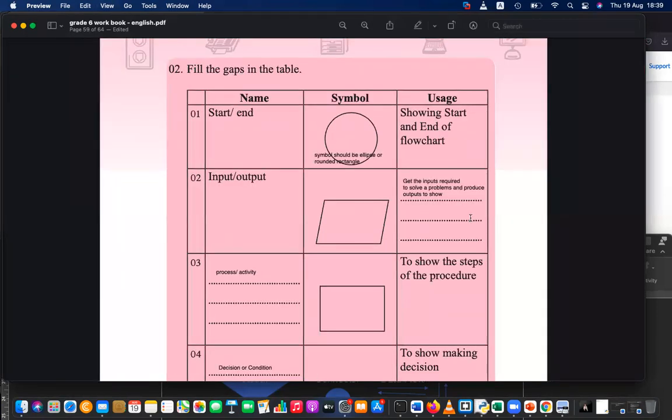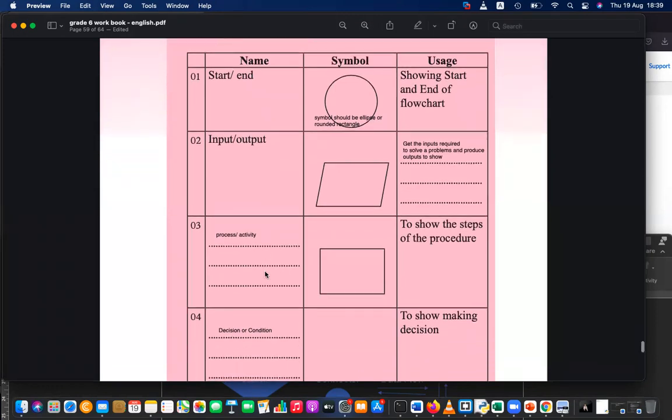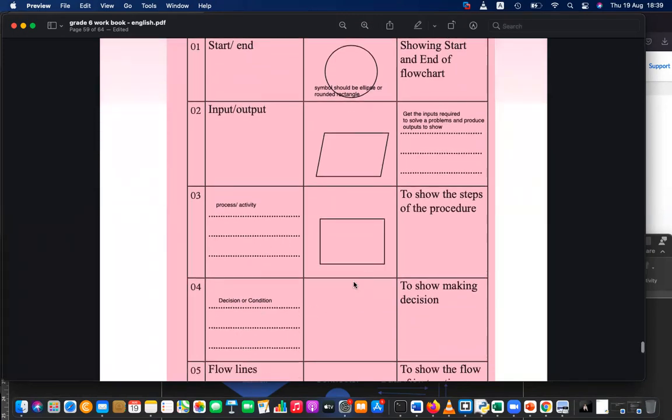Then the second one, we have already discussed this. It's input output. When inputs are required to solve problems, and when outputs are produced, you use this symbol. And this is a process or activity, so here you have to fill in process or activity. And what is the decision or condition symbol, used to make decisions? Diamond. You have to draw a diamond here, right?